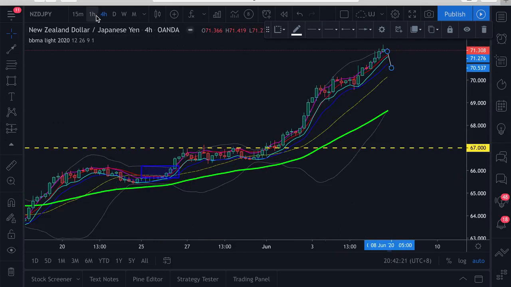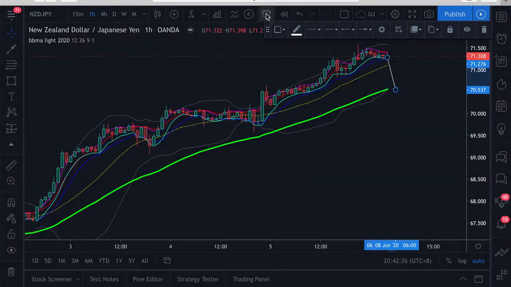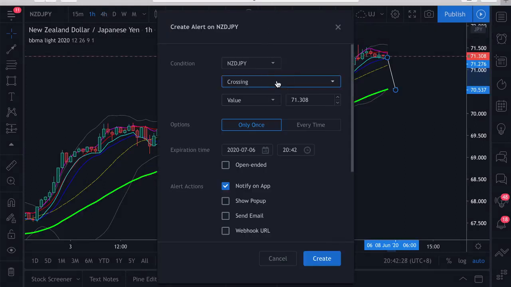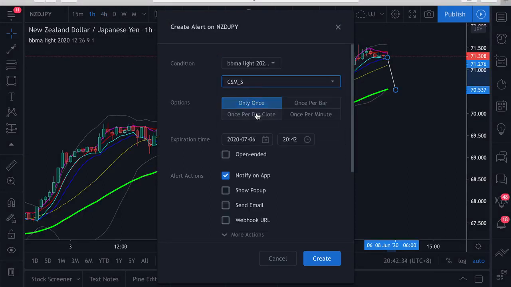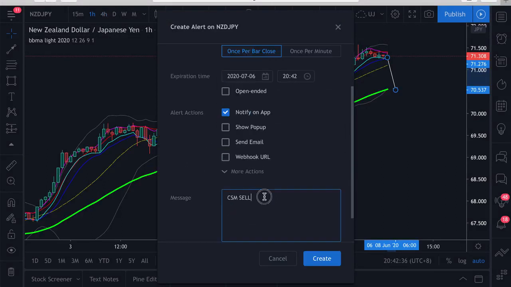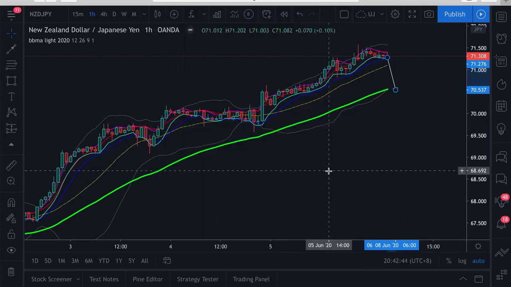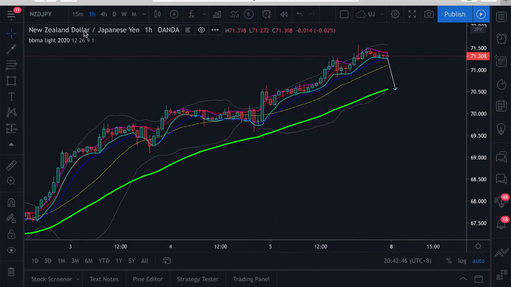Okay, so for that to happen, we're gonna set our alert and wait for the CSM sell. Check it below the MA50 and CSAK at H4. Okay, so that's for NZD JPY.